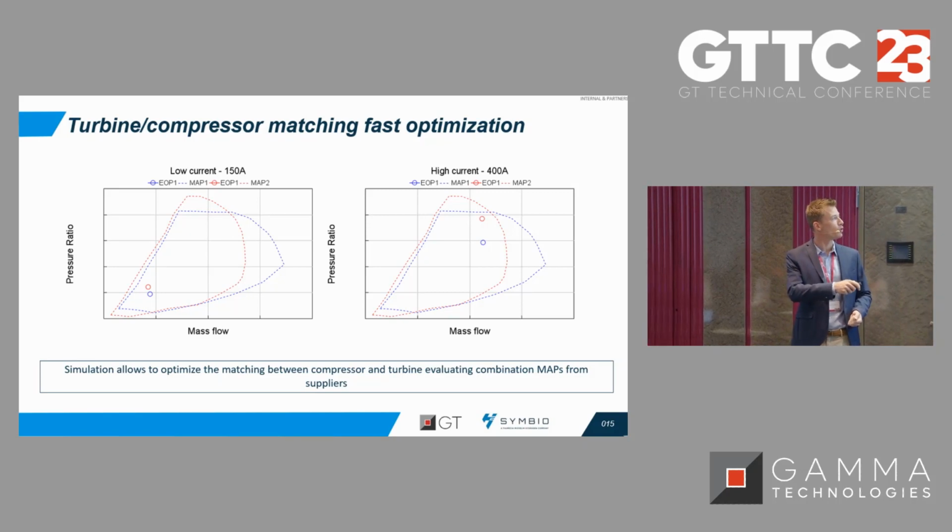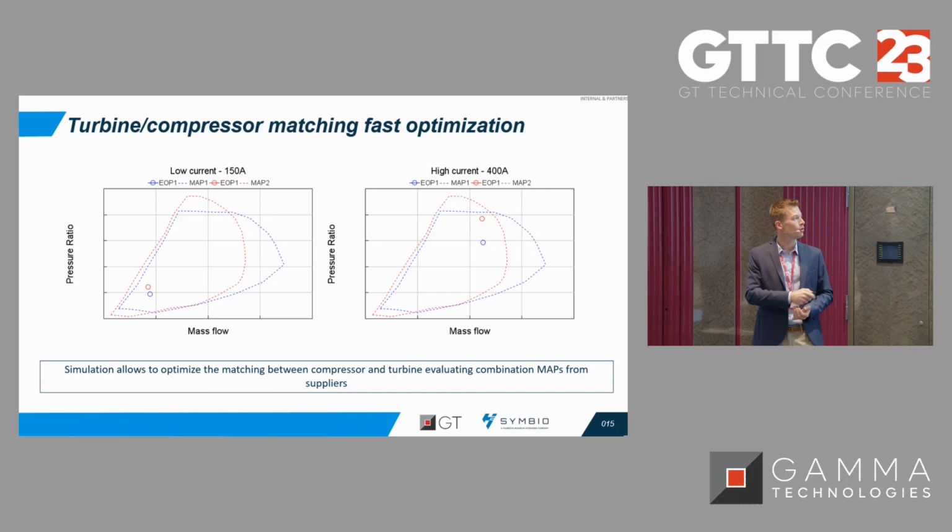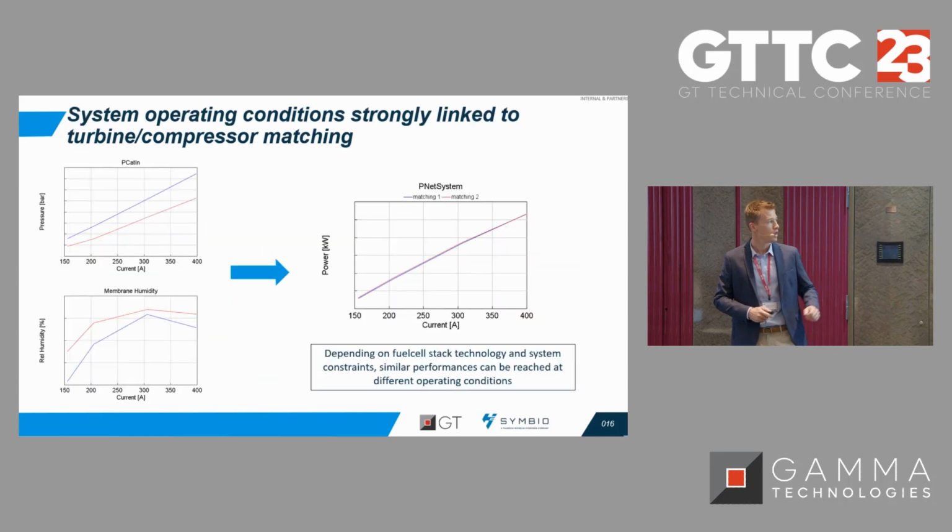And we can also quickly check with the model that at low current, we are not too close to the surge line that can later deteriorate the compressor. So it's a very good tool to assess very fast different kinds of matching and to optimize the turbo compressor to our architecture. And here I have a concrete example.